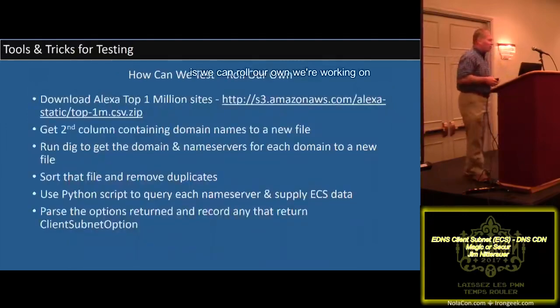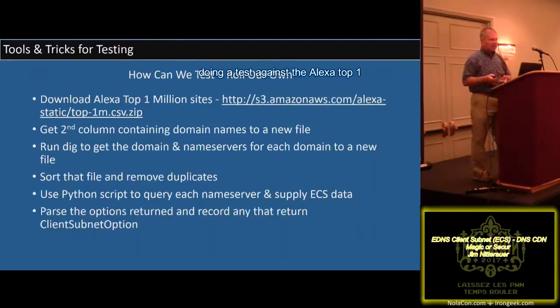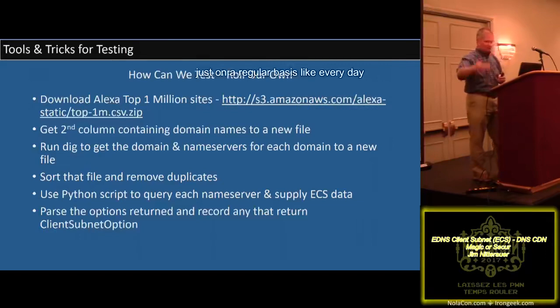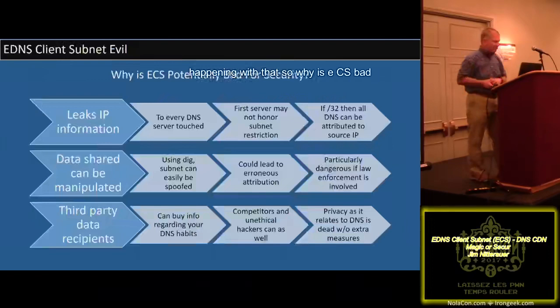The last thing here is we can roll our own. We're working on doing a test against the Alexa top 1 million sites to see which ones support and don't support EDNS client subnet. Our goal is really to write something that will run on a recurring basis so we can see trends and changes in the implementation of EDNS client subnet over time. The problem is we need to run this on a regular basis, like every day. It takes a while to scan 1 million name servers, and they change, right? The top 1 million change every so often. So we can go through and parse out the data, run a Python script to pull out the ECS data and see what trends are happening with that.